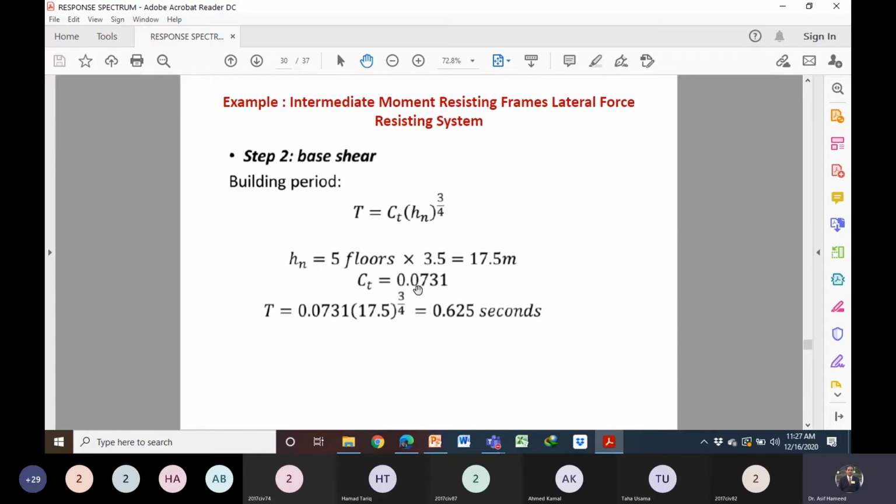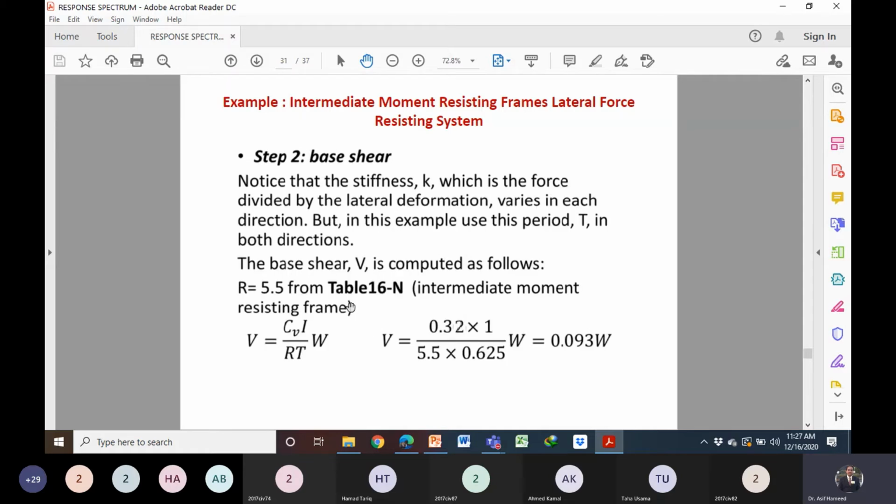So this is a coefficient for the intermediate moment resisting frame. This is a concrete structure. Total height, story height is 3.5 meter. Number of stories, they are 5. So total height is 17.5. So we can calculate the time period. So this is the time period here.